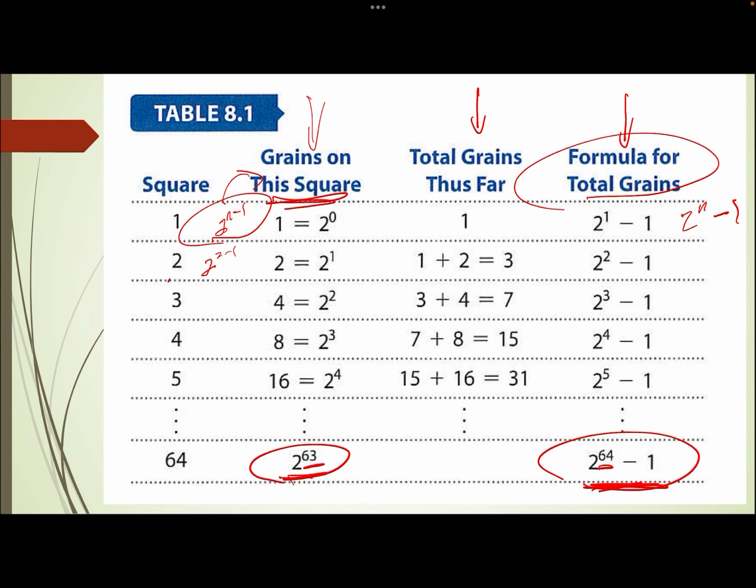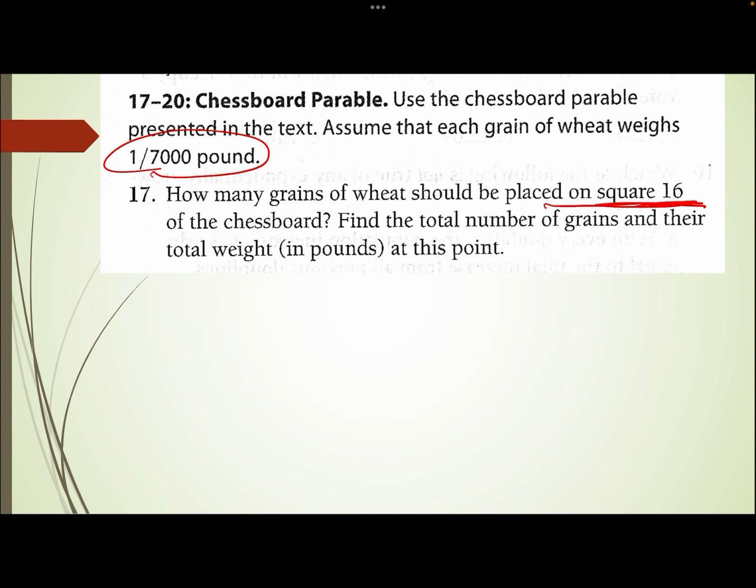So remember, that's 2 to the n minus 1. So we do 2 to the n minus 1, which is 2 to the 15th. So on that one square would be 32,768 grains of wheat on that one square. Have to be a pretty big chessboard.